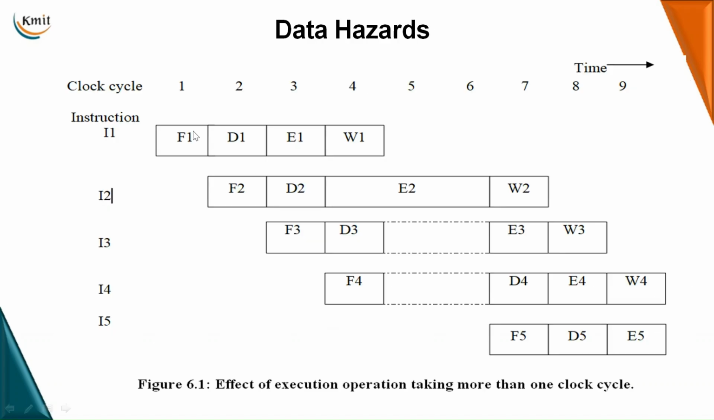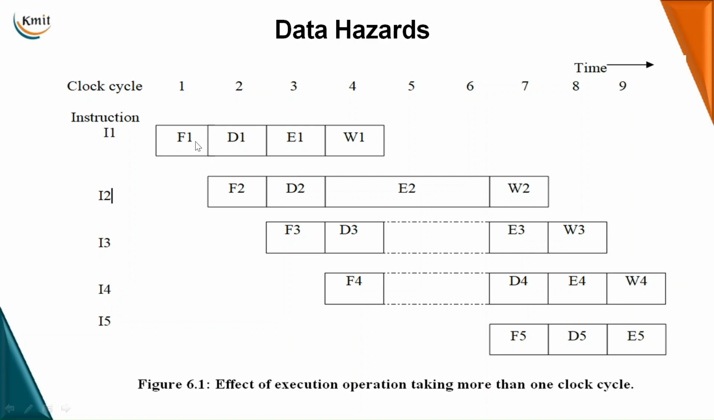For example, if you consider this pipeline, there are five instructions present in the pipeline. We are dividing it into a four segment pipeline where F stands for the fetch stage, D stands for the decode stage, E stands for the execute stage, and W stands for the write back stage. And between each stage of the pipeline, we have intermediate buffers that are present between any two stages in order to accommodate the data.